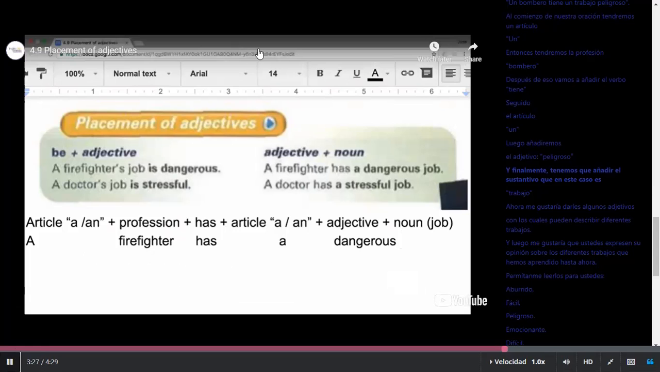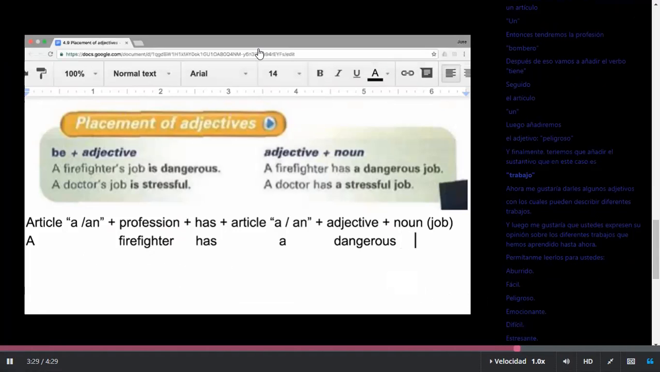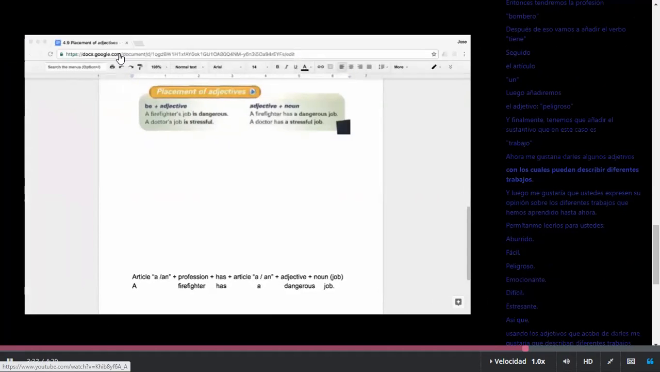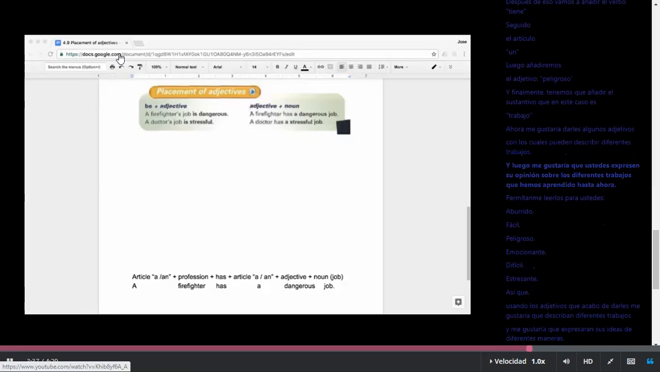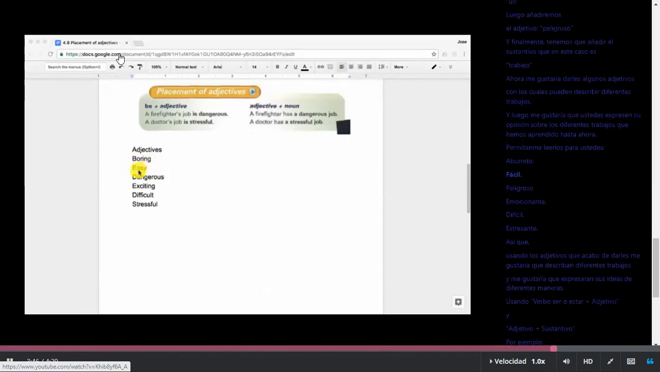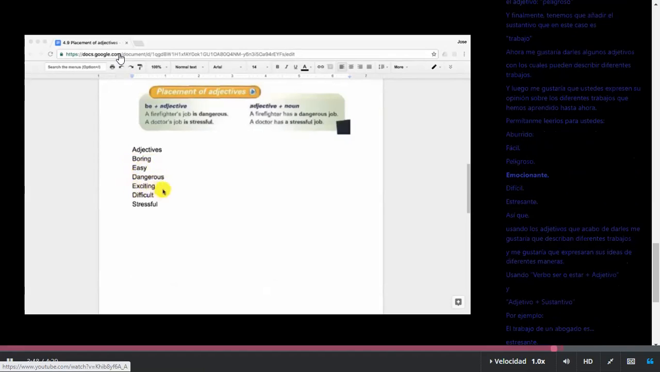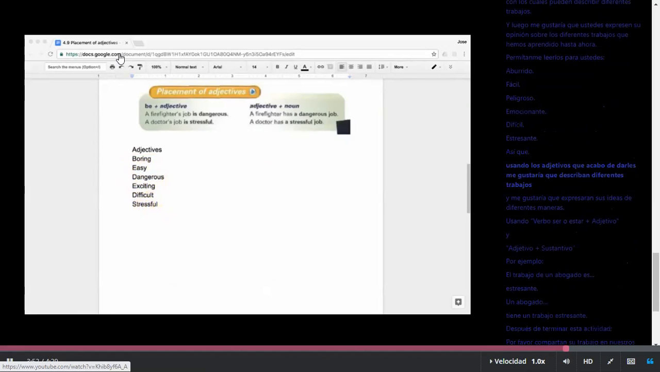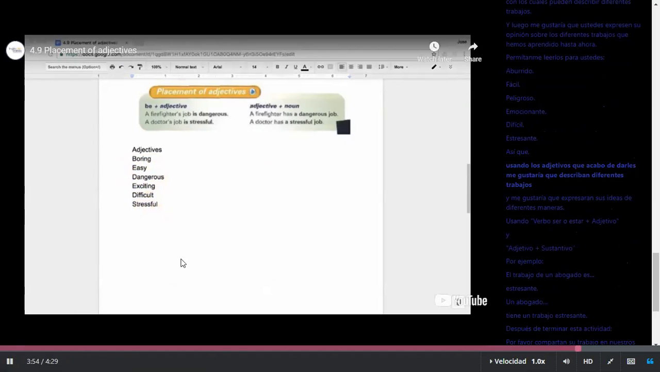Which in this case is job. Now, I would like to give you some adjectives which may describe different jobs. And then I would like for you to express your opinion about different jobs that we have learned so far. Let me read them for you. Boring, easy, dangerous, exciting, difficult, stressful. So, using the adjectives that I just gave you, I would like for you to describe different jobs.